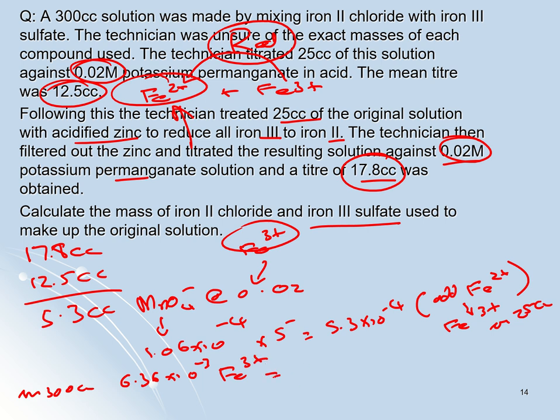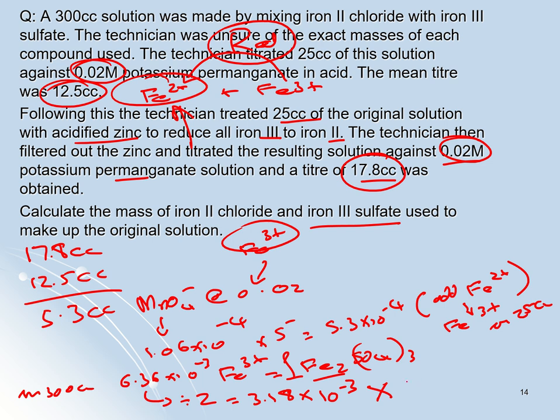Now here's where we need to be a little bit careful, because of the formula of iron 3 sulfate. Every 1 mole of iron 3 sulfate contains 2 moles of iron 3 ions. So this is the moles of iron 3 ions, remember. So I have to actually divide that by 2 to get the moles of iron 3 sulfate. The moles of iron 3 sulfate are not the same as the moles of iron 3, unlike the moles of iron 2 chloride and iron 2. So that is 3.18 times 10 to the minus 3. I've got now my moles of iron 3 sulfate in my 300 cubic centimetres.